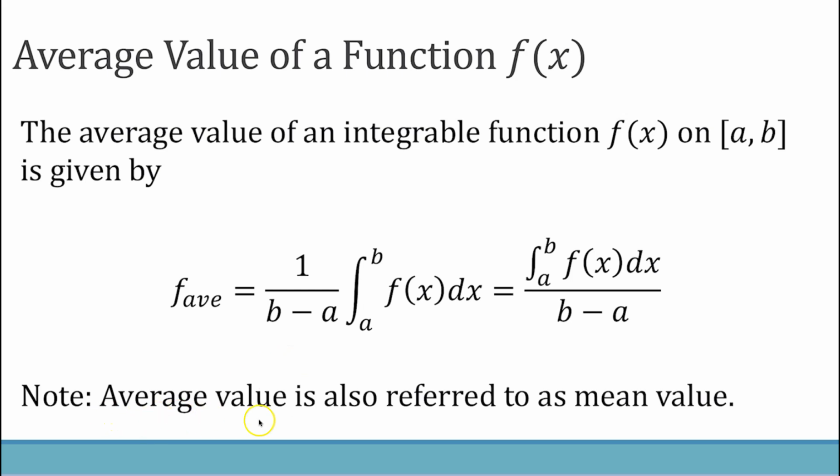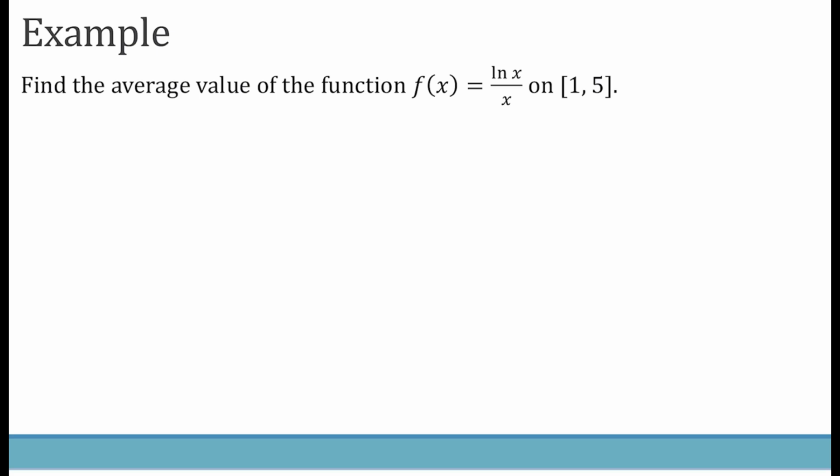And note, average value is also referred to as mean value. So average and mean are used interchangeably. Let's jump to an example. We'll find the average value of the function f of x equals natural log x over x on the definite interval from 1 to 5.